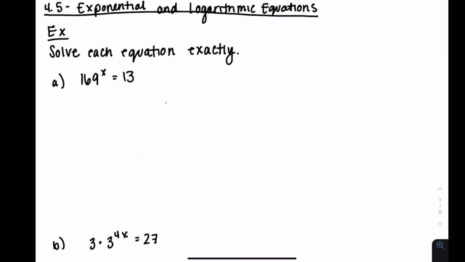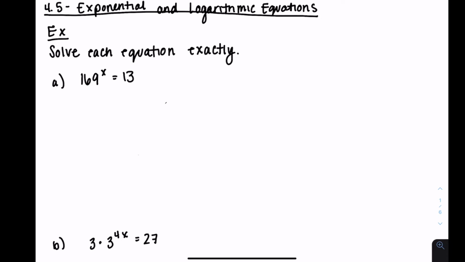And the one thing you have to be careful about, especially with logarithms, is you might get extraneous solutions, because logarithms aren't defined at 0 or for negative values. So you need to make sure you're checking your solution when it's possible. So let's start with some exponential equations. Let's solve each of these equations exactly.